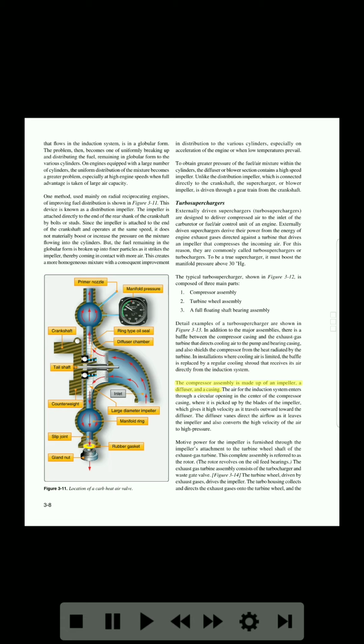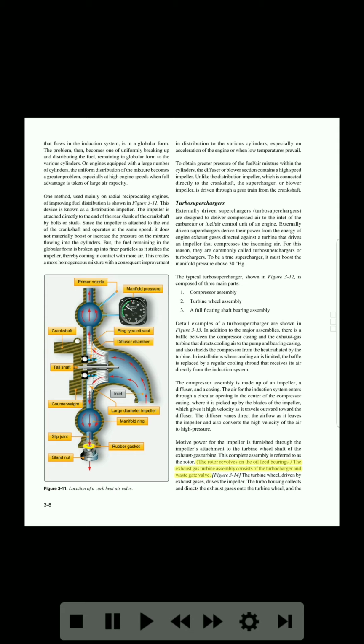The compressor assembly is made up of an impeller, a diffuser, and a casing. The air for the induction system enters through a circular opening in the center of the compressor casing, where it is picked up by the blades of the impeller, which gives it high velocity as it travels outward toward the diffuser. The diffuser vanes direct the airflow as it leaves the impeller, and also convert the high velocity of the air to high pressure. Motive power for the impeller is furnished through the impeller's attachment to the turbine wheel shaft of the exhaust gas turbine. This complete assembly is referred to as the rotor. The rotor revolves on the oil feed bearings.